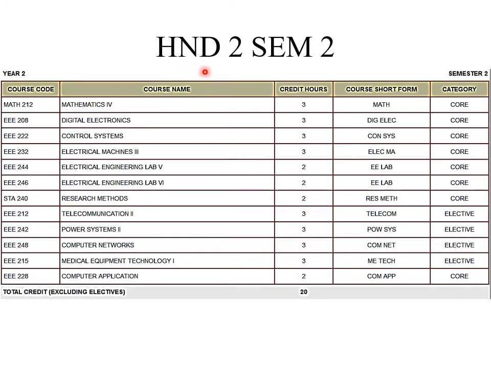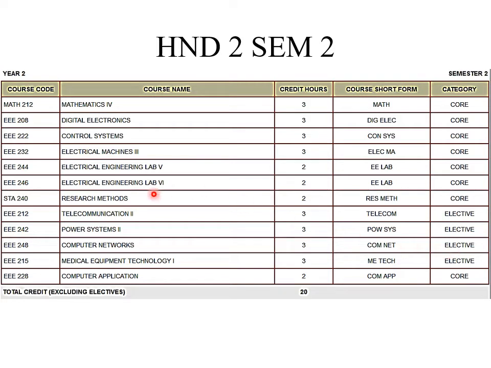So here when you are in HND Year 2, Semester 2, you can see some of the courses are elective. You see Telecommunication 2 is an elective, Power Systems 2 is an elective, Computer Networks is an elective, and Medical Equipment Technology is an elective. So the other courses are core courses. If it is a core course, then that means it is a mandatory course. You have to choose all the core courses, okay. And you should be very careful in choosing the elective courses. So in this semester, you are supposed to choose only one elective.